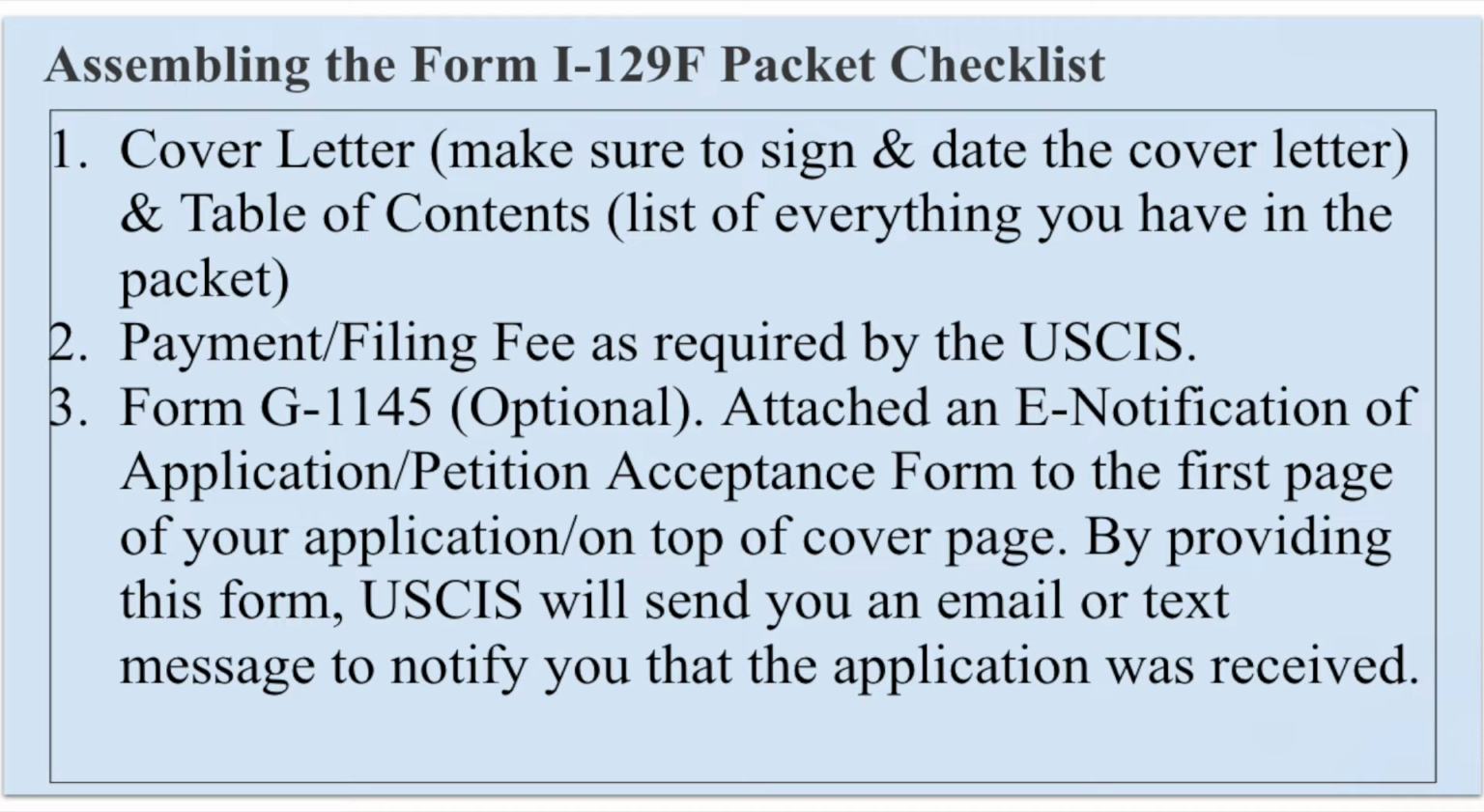Third is the Form G-1145. This is optional only. By providing this form, USCIS will send you an email or text notification that the application was received. If you decide to attach this form, make sure to put it on the first page of your application or on top of the cover page. This form is also known as the e-notification of application or the petition acceptance form.